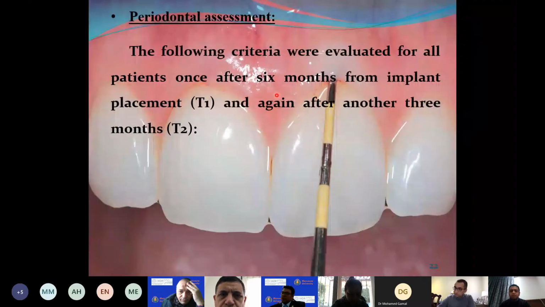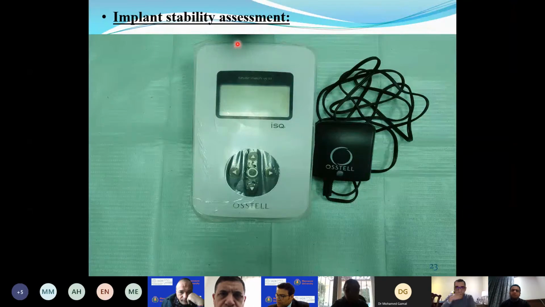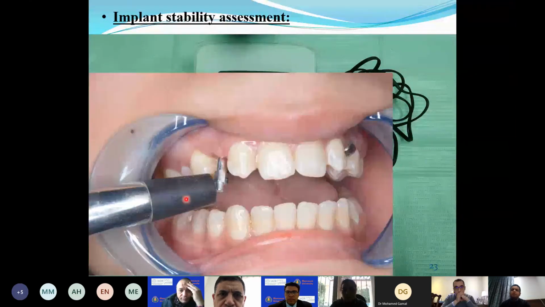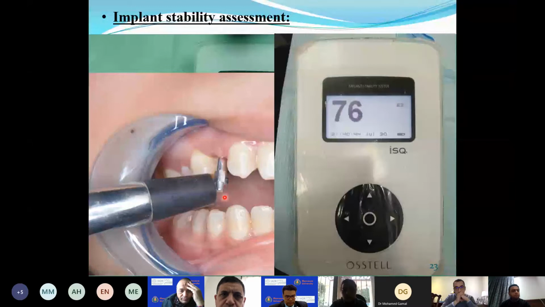Periodontal assessment. The following criteria were evaluated for all patients once after 6 months from implant placement and again after another 3 months. Implant stability assessment. Implant stability was evaluated by recording the ISQ level measured by the Osstell device at the time of implant placement, T0, and at the time of the prosthetic phase.